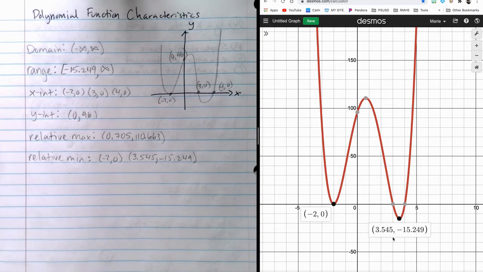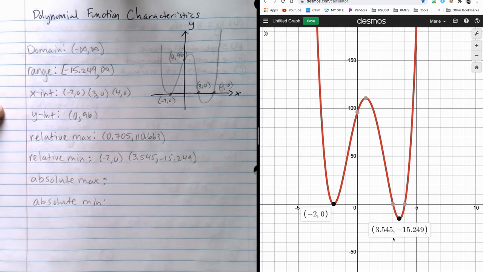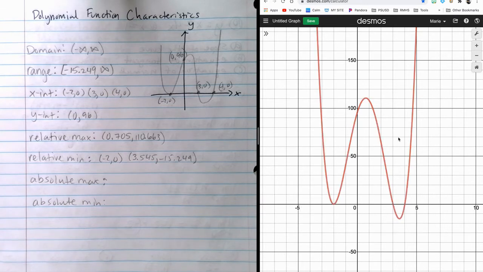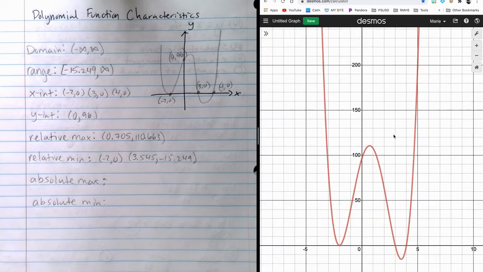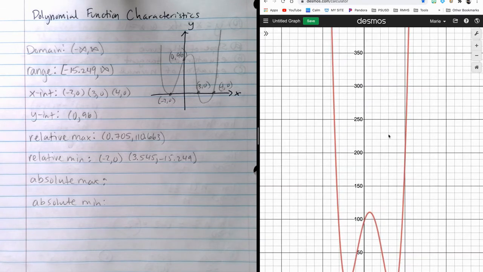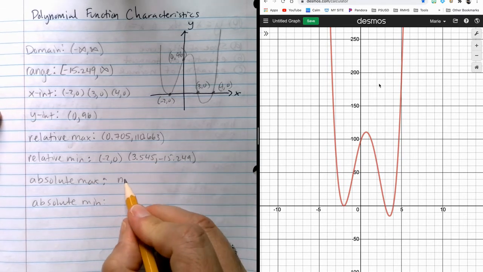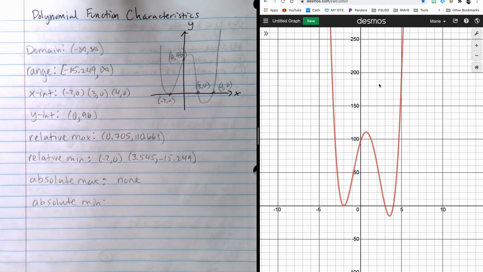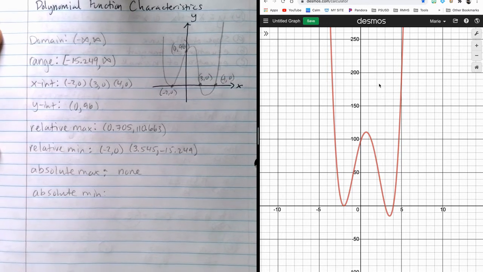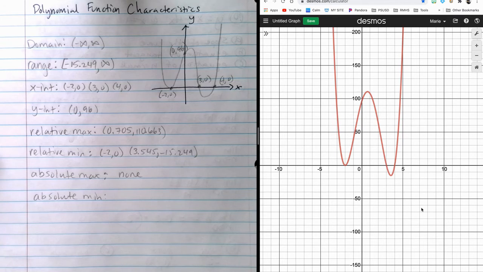So now let's look at the absolute extrema. The absolute maximum is the absolute highest point in the entire graph. Well, look at this graph. Look at the end behavior. There's no way this thing has an absolute maximum. It's going to go forever in that positive infinity direction on the y-axis. So there are no absolute maximums. We just write none. Now let's look at the absolute minimum. Is there an absolute lowest point down here? Well, yeah, it is. It's right here.